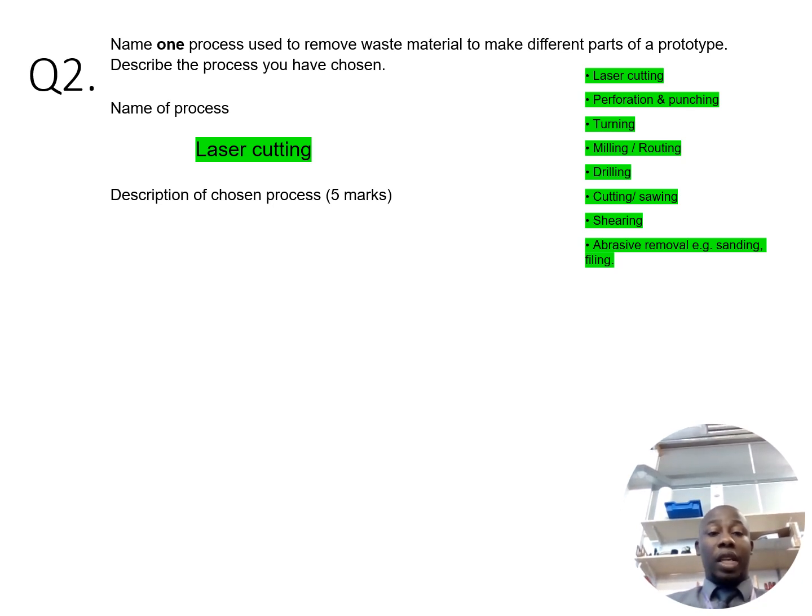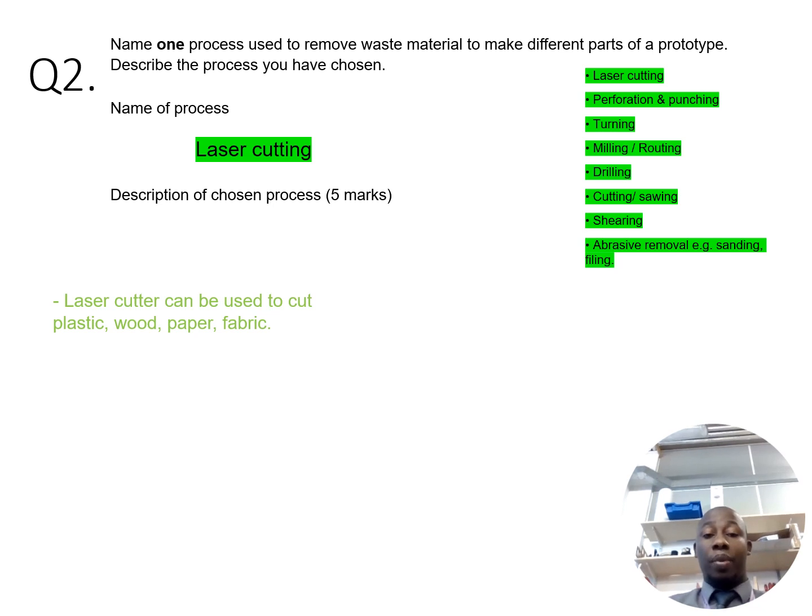Now the next part, which is a 5-mark question, is describe your chosen process. So here really you can list 5 points to explain the process of laser cutting, and in this instance this is what I've got. I have put here that a laser cutter can be used to cut plastic, wood, paper and fabric. So I've made it clear that I do know what materials can be used on the laser cutter. It is precise and accurate.